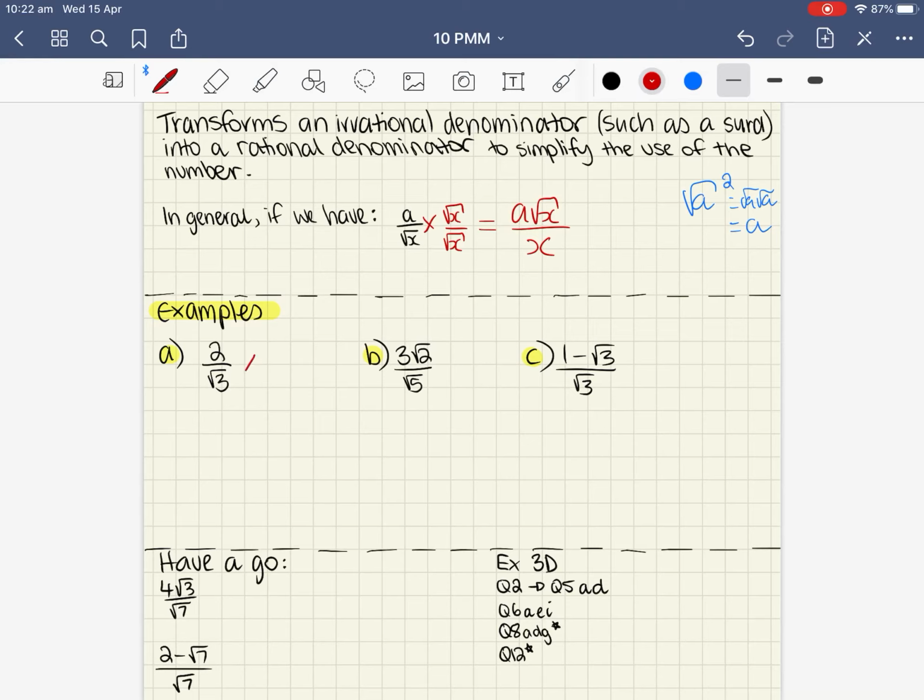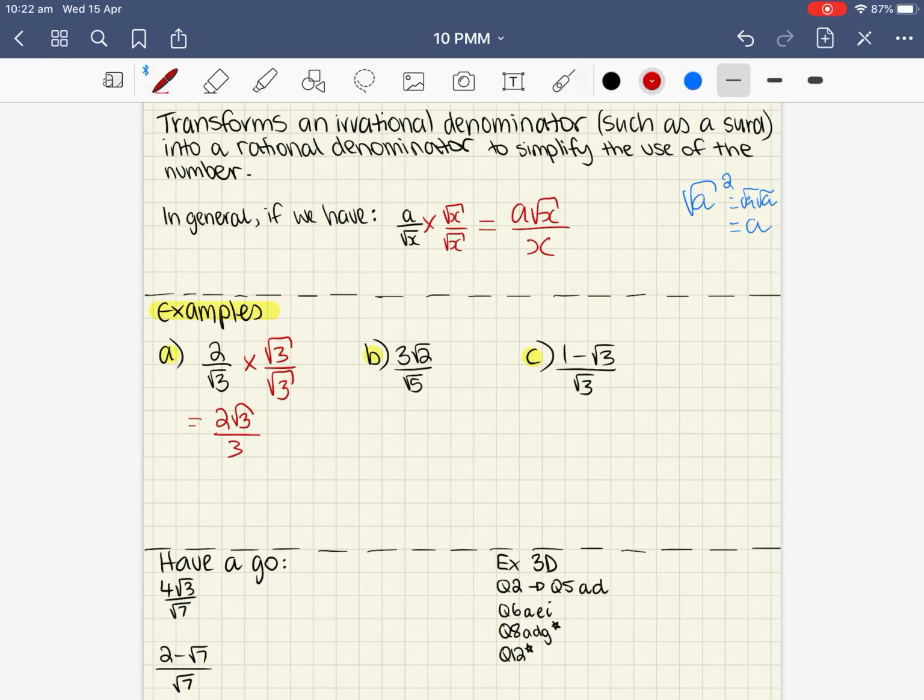For part A, the first thing we're going to do is we're going to multiply by root 3 on root 3. Following our rules, we're going to have 2 times root 3, so 2 root 3 over 3, because remember, root 3 times root 3 is just 3. And that's our answer. That's it. Nothing else has to be done in this case.